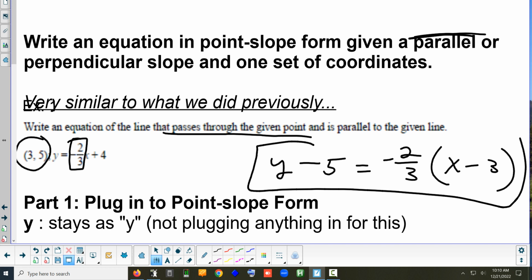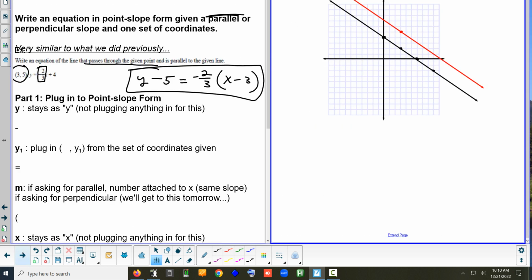That is the answer. So what I just put a box around right there, that is the formula for that line in red. It's the line that's parallel to the one they gave me, and it will pass through the point 3, 5. So that's what we're doing. Finding a line that's parallel and it has to go through a certain spot. Okay. Any question on that one?